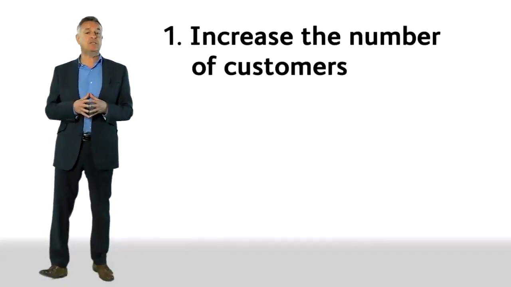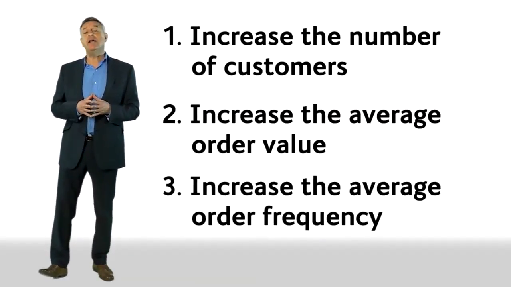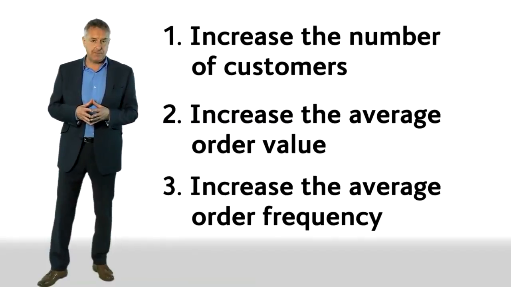The key to success is to work smarter and increase all three areas at the same time. This is called the Multiplier Effect and enables you to 1. Increase the number of customers, 2. Increase the average order value, and 3. Increase the average order frequency. This enables you to achieve growth of both turnover and profits.